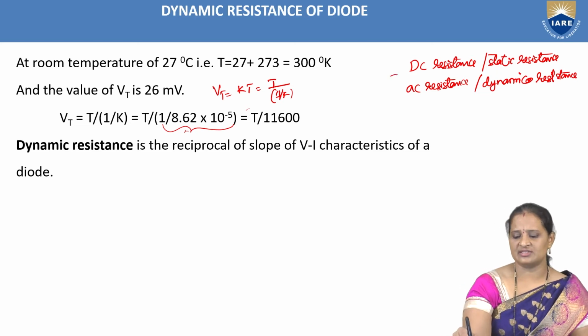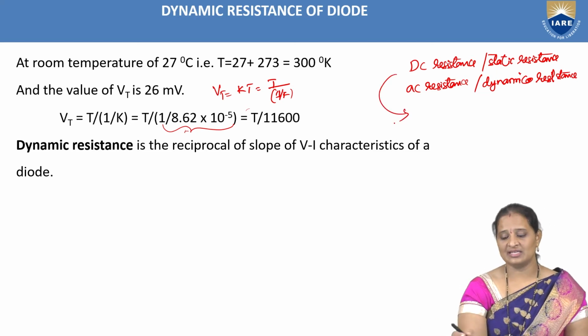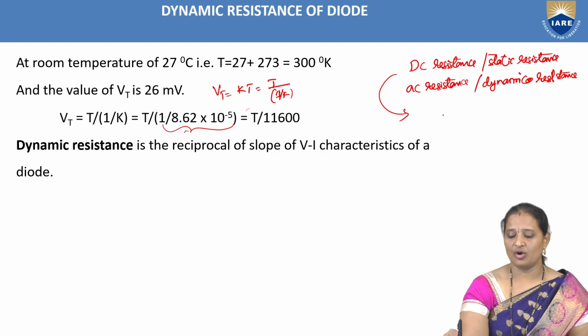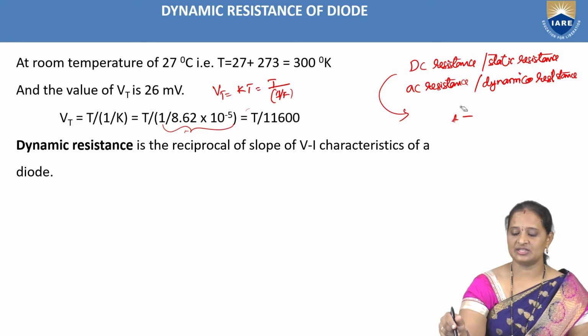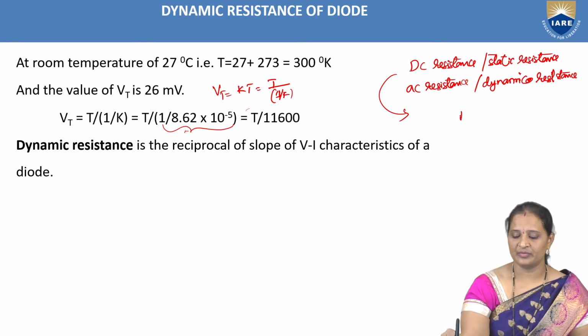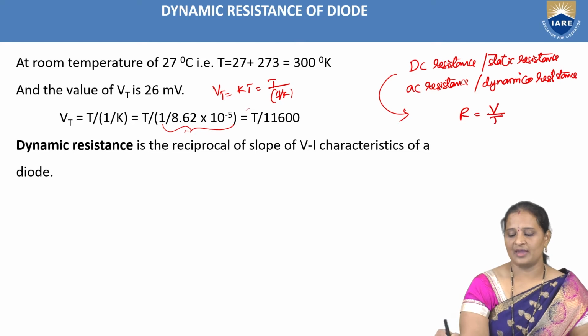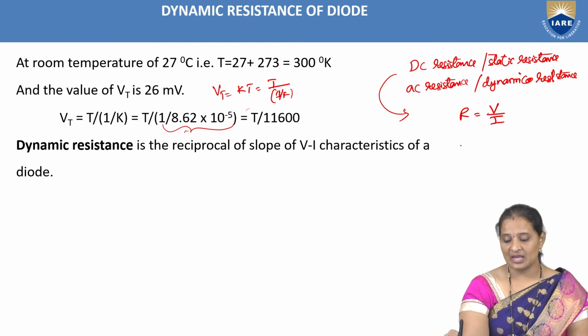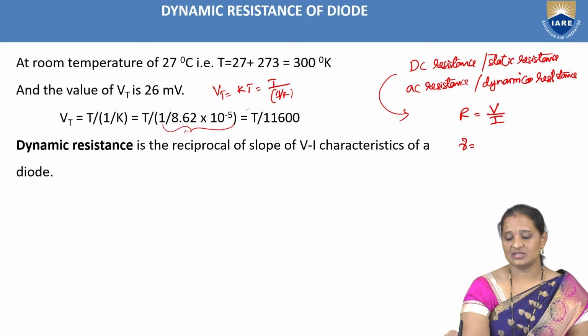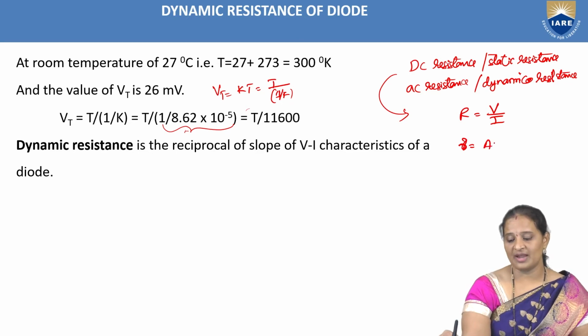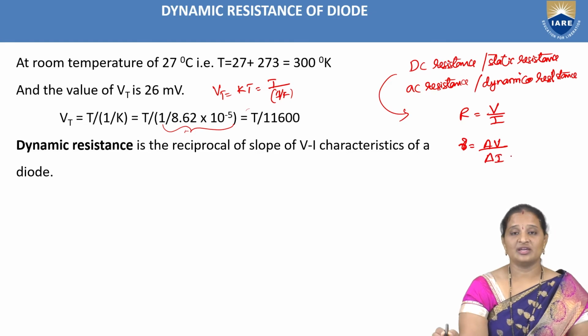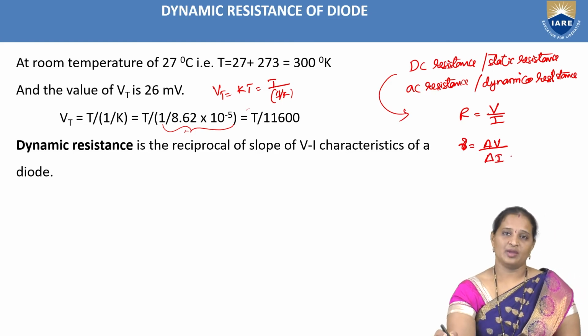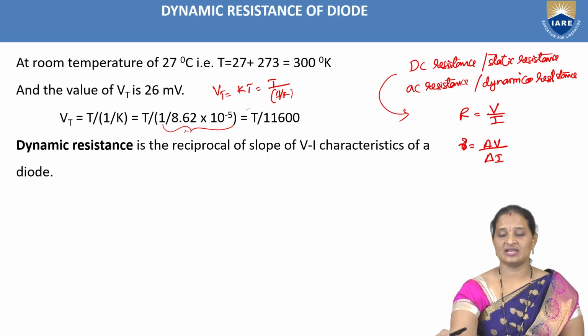So what is DC resistance? Always remember, the DC resistance is represented with capital R, and the DC resistance formula is given by V by I. Whereas AC resistance is represented with small r, which is defined as the ratio of change in voltage with respect to the change in current. So this is the dynamic resistance and static resistance.